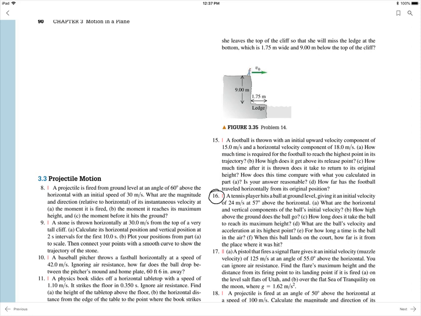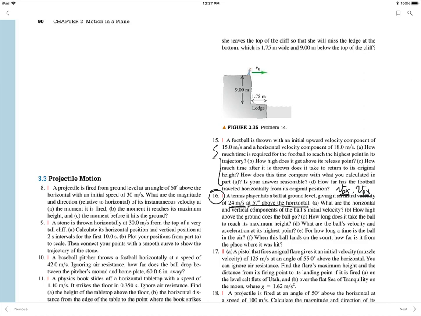Let's say problem 16 has a certain angle and an initial velocity, so you can calculate v0x and v0y from this. Because this is above the horizontal, v0x is the adjacent, so 24 cosine 57 is v0x, and 24 sine 57 is v0y. If you do that, it's going to look pretty much the same as problem 15. So do this problem.